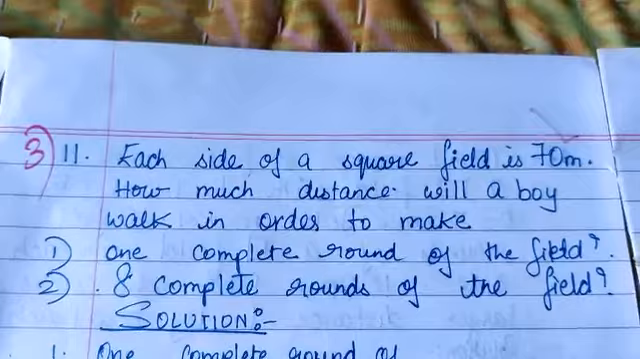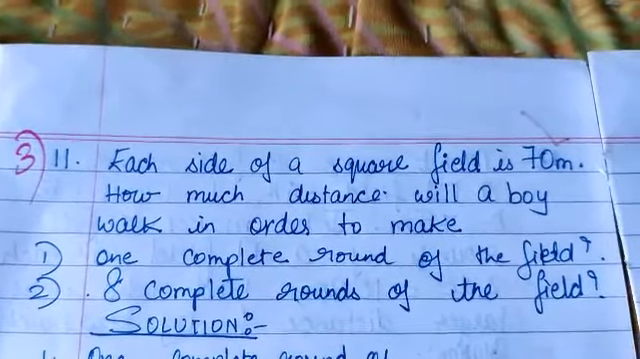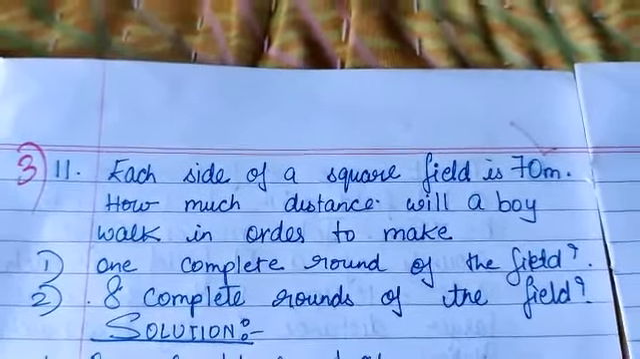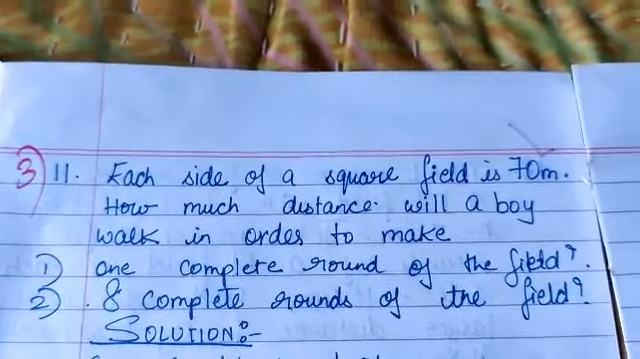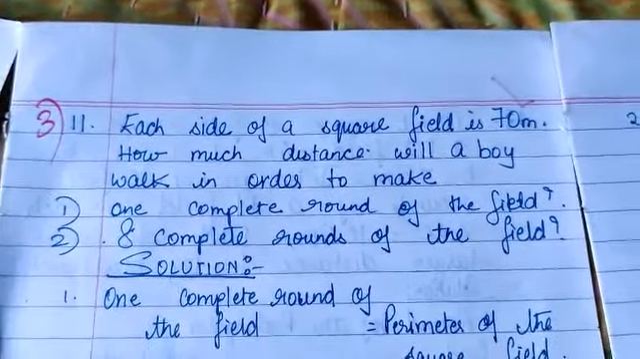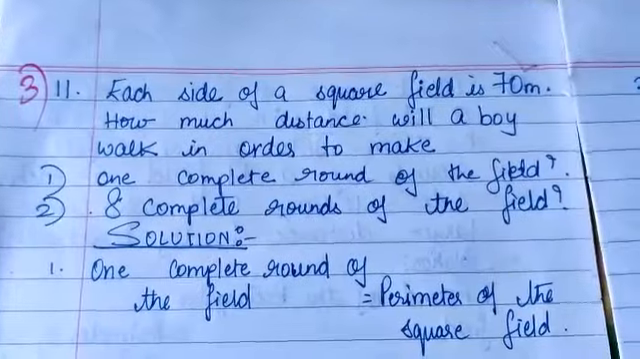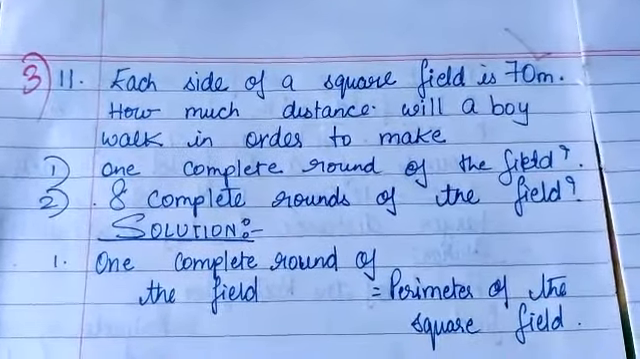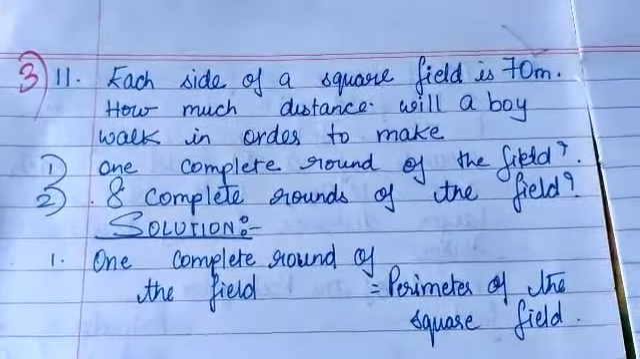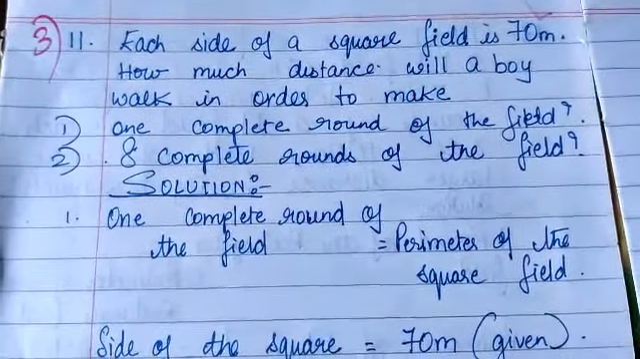How much distance will a boy walk in order to make 1 complete round of the field, 8 complete rounds of the field? Now to start the solution, we should ascertain that 1 complete round of the field is nothing but the perimeter of the square field.